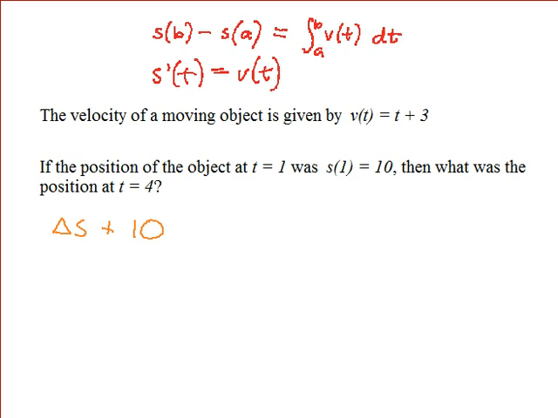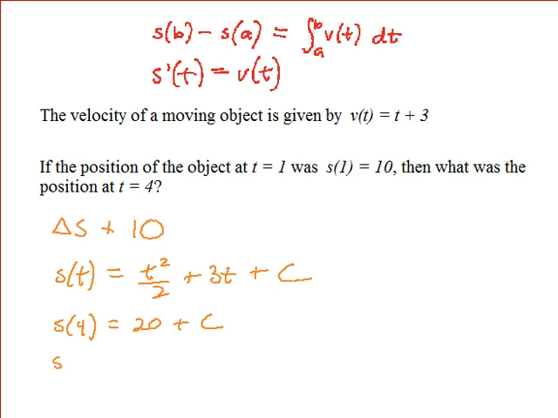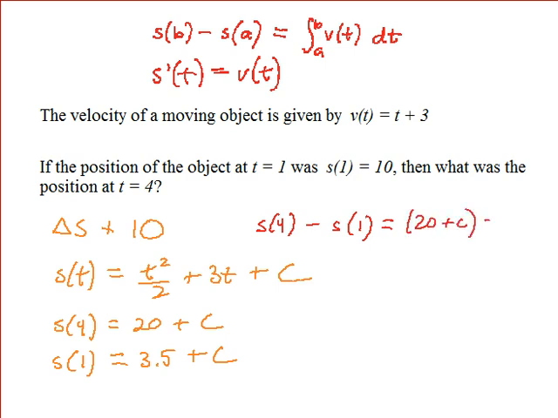To find the total displacement, we require the antiderivative. So s of t, chain rule in reverse, t squared over 2 plus 3t plus c. Using this method, s of 4 is equal to 20 plus c, and s of 1 is equal to 3.5 plus c. The total displacement then of s of 4 minus s of 1 is 20 plus c minus 3.5 plus c. The c's cancel out, and we're left with 16.5. This represents the total displacement of the moving object.